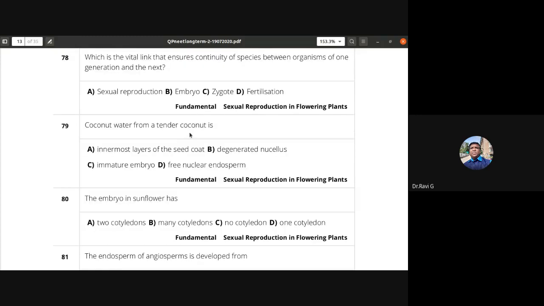See, coconut water from a tender coconut is free nuclear endosperm. I've already told you about this. The coconut water from a tender coconut is free nuclear endosperm. D is the answer.